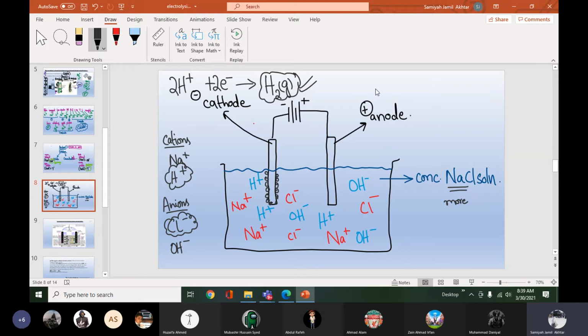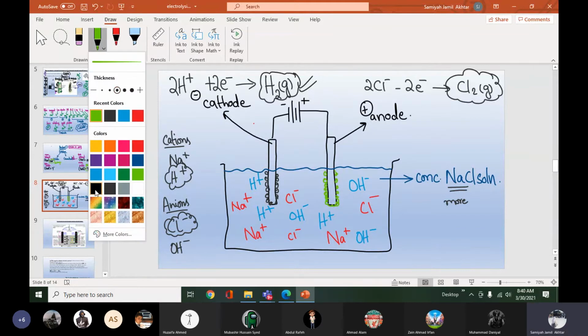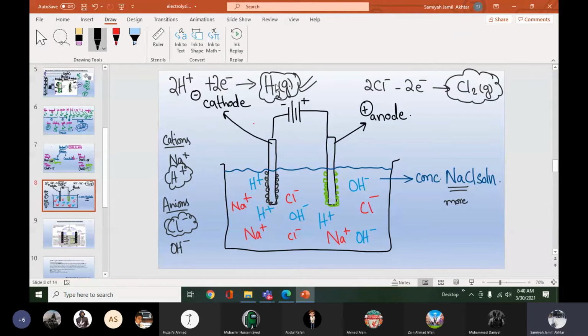So the anode half equation is: 2 chloride ions lose 2 electrons and become Cl2 gas, chlorine gas. At the anode, we will see a pale green, yellowish green gas, because chlorine gas is yellowish green in color. We will see tiny bubbles of chlorine gas coming out from the anode. So these are the two products: hydrogen gas at the cathode and chlorine gas at the anode.